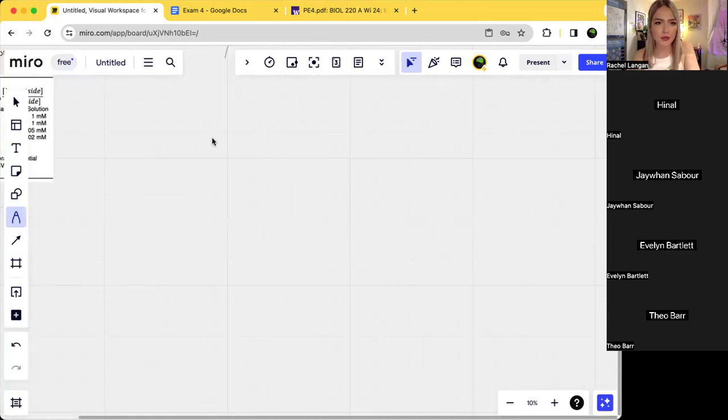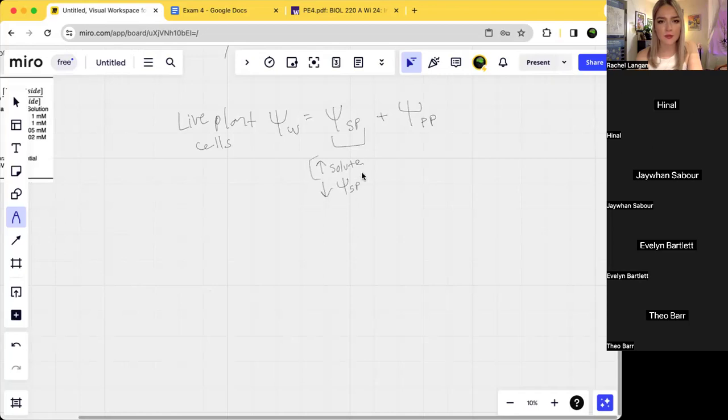What you should know is that for live plant cells, water potential is determined primarily by solute potential and pressure potential. Solute potential reflects the amount of solutes inside the cell, such that as you increase solute concentration, that causes a decrease in solute potential. So they're inverse.